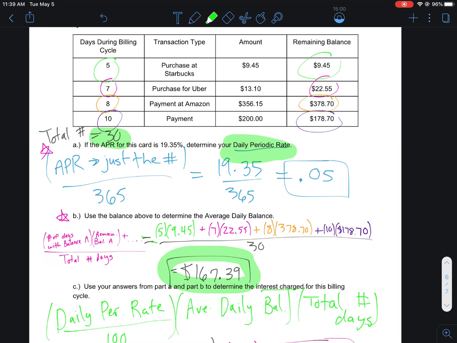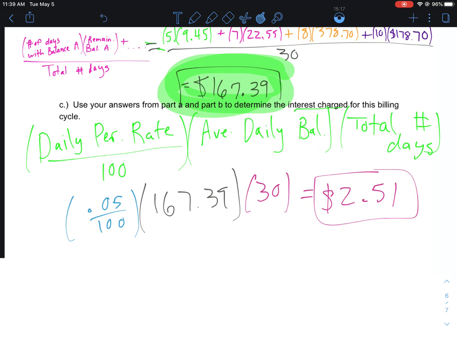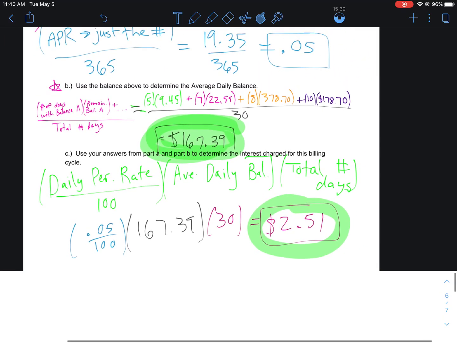$167.39 as your balance. So what they basically say is, if we're going to charge you interest, this daily periodic rate, I'm going to base it on this number, not on some random day they just chose. They're going to base it on this kind of like moving weighted average. And what you do to figure out the amount you'd actually be charged in interest is this formula in green. They take that daily periodic rate from part A. Now you put it over 100. You then take the average daily balance you found and the number of days in the billing cycle, which was 30, and you come up with this number, which is a little bit more manageable.